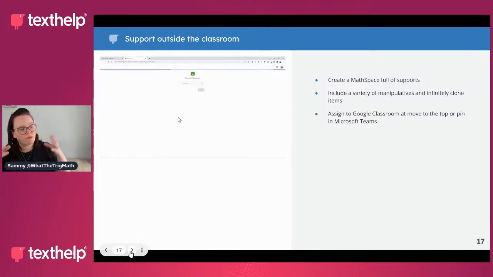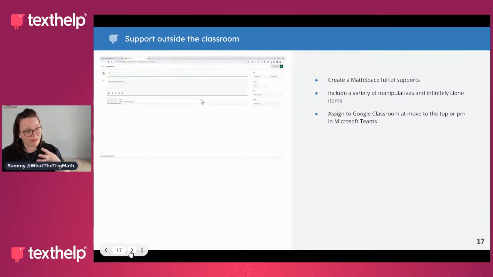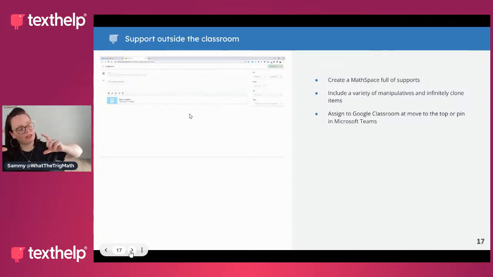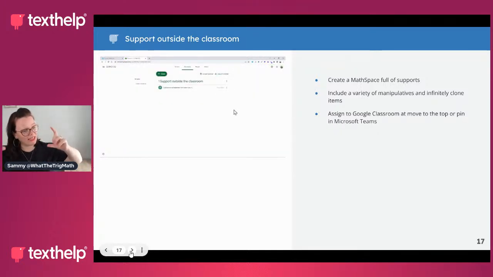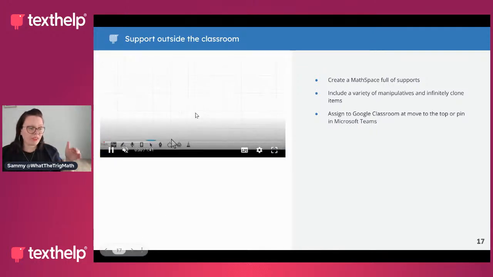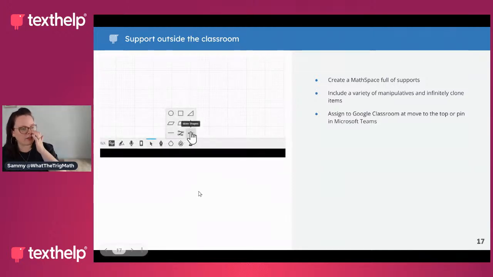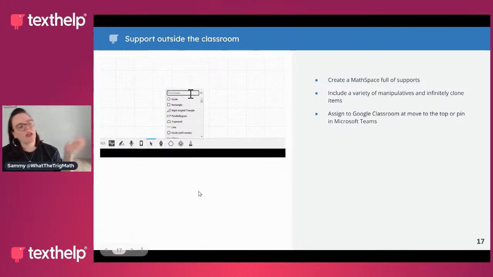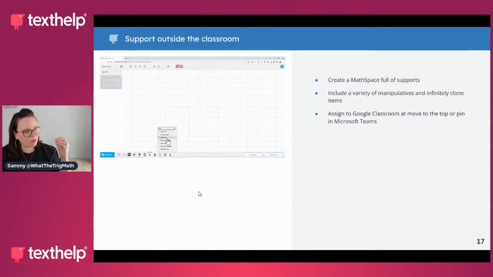So the beauty of doing it in MathSpace is you can share direct to Google Classroom, or if you're a Microsoft Teams user, you can paste the link into Microsoft Teams. And I just left it pinned at the top of my classroom. And whenever they needed help, that help was there for them. So whenever they needed access to these coins, they could go grab the coins, drag and drop them and manipulate them, and then go back to wherever they were working. It was that space where they could do the working out.